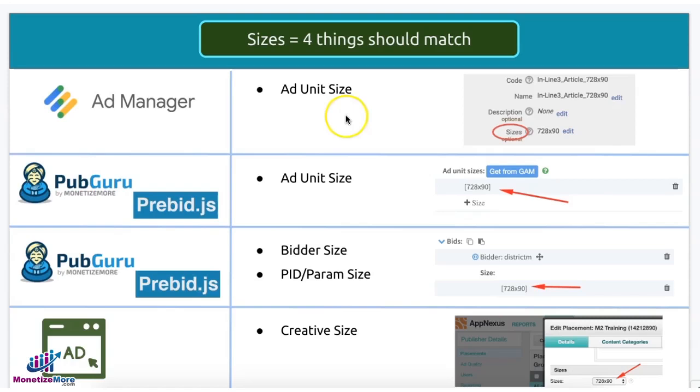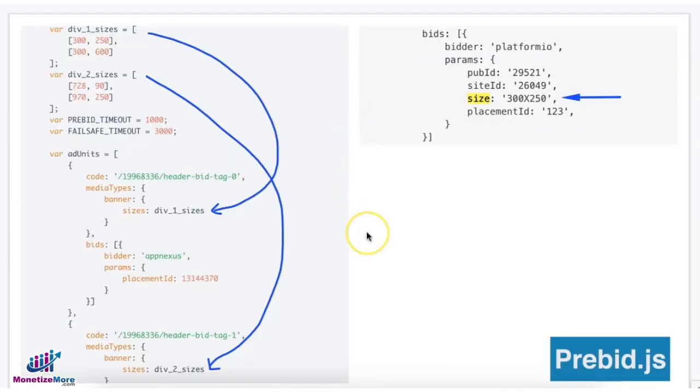But if you're using pre-bid, here's an example of the codes that you might be deploying in your site. So you will have your div sizes or the ad sizes configured for each of your ad units. So you have to double check those. And for the bidders, you can look for them in the parameters.